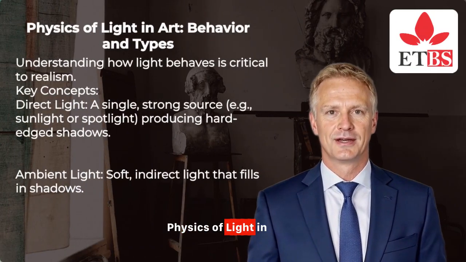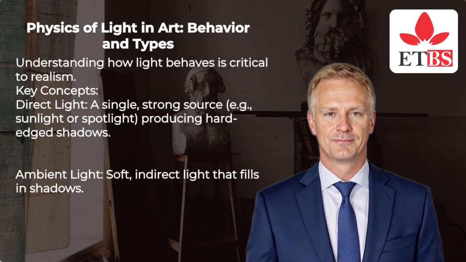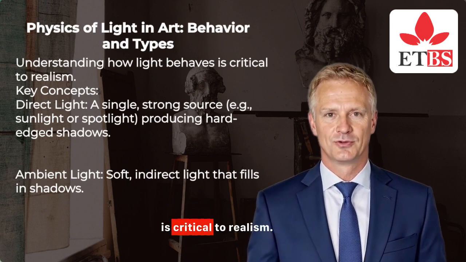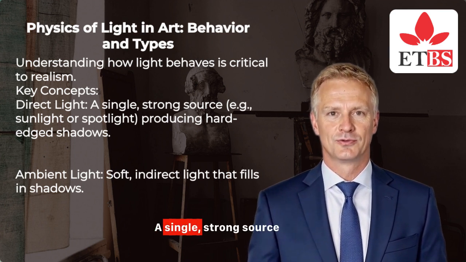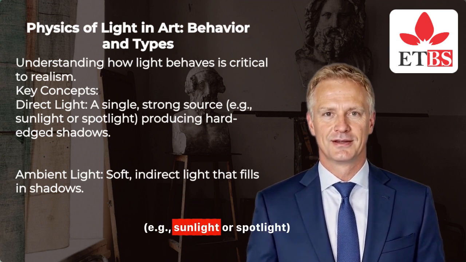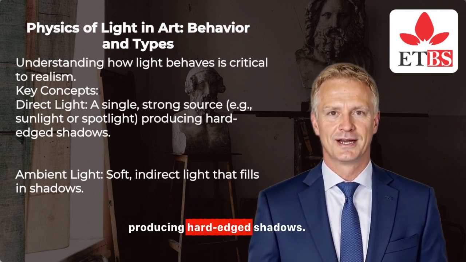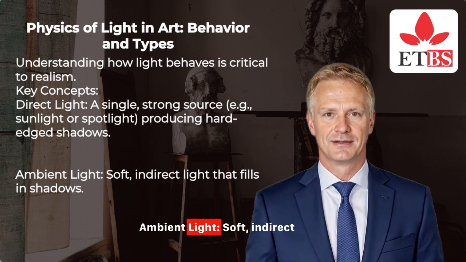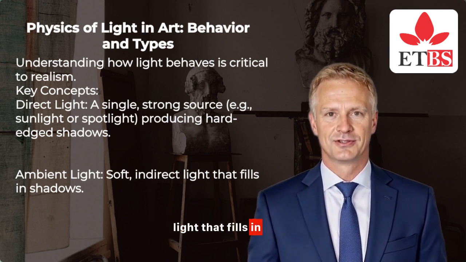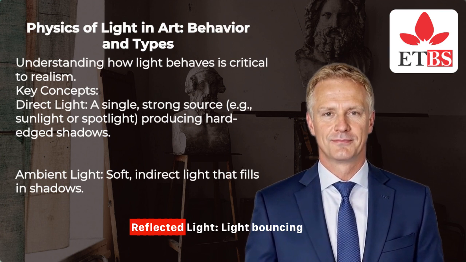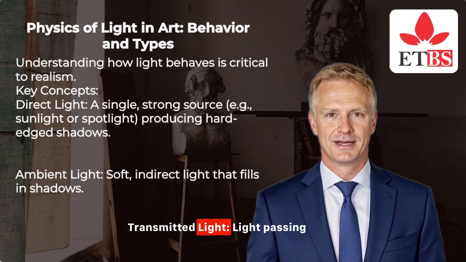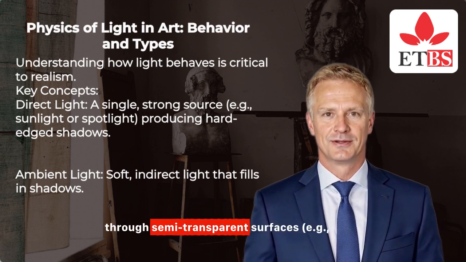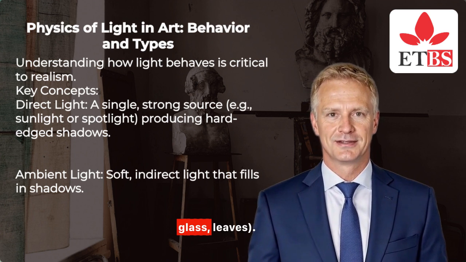1. Physics of light in art: behavior and types. Understanding how light behaves is critical to realism. Key concepts: direct light, a single, strong source, e.g., sunlight or spotlight, producing hard-edged shadows. Ambient light, soft, indirect light that fills in shadows. Reflected light, light bouncing off one object onto another. Transmitted light, light passing through semi-transparent surfaces, e.g., glass, leaves.